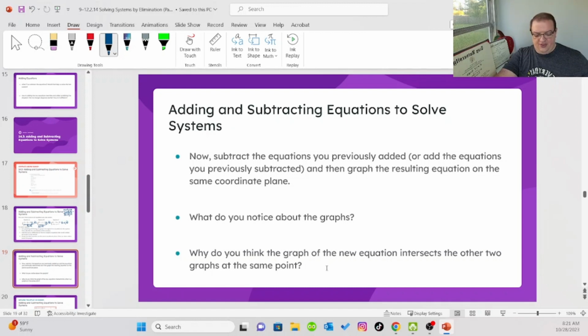Why do you think the graph of the new equation intersects the other two graphs at the same point? Well, we said we were looking for the solution to the system. So we're looking for the one point where those two cross. By adding them together or subtracting them from each other, we create a new equivalent equation. And remember, equivalent equations are going to have the same solution set. So all we're doing is creating new equivalent equations that end up giving us the same solution set as when we combine them.